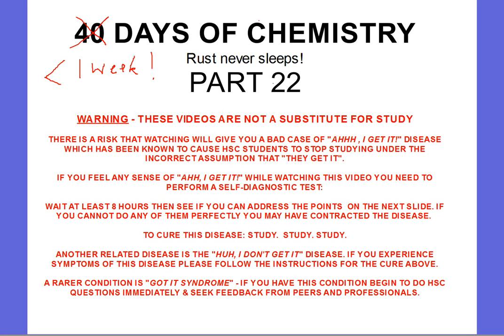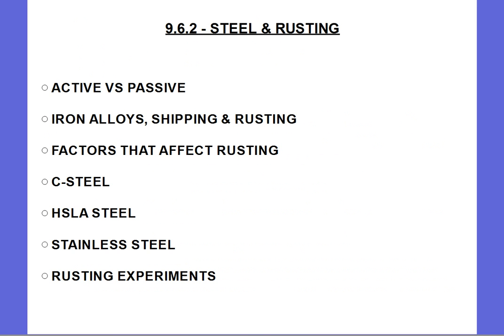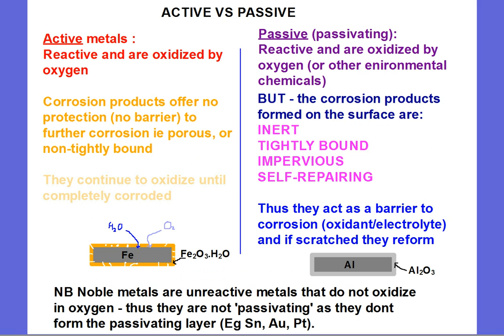This is 40 Days of Chemistry, part 22. This time looking at 9.6.2 steels and rusting. And the first thing to look at is active versus passive metals.